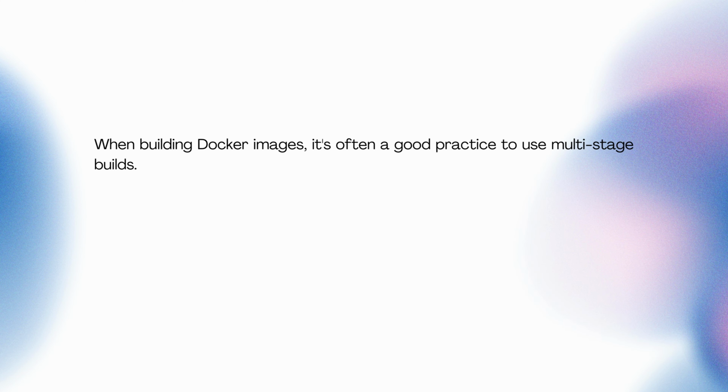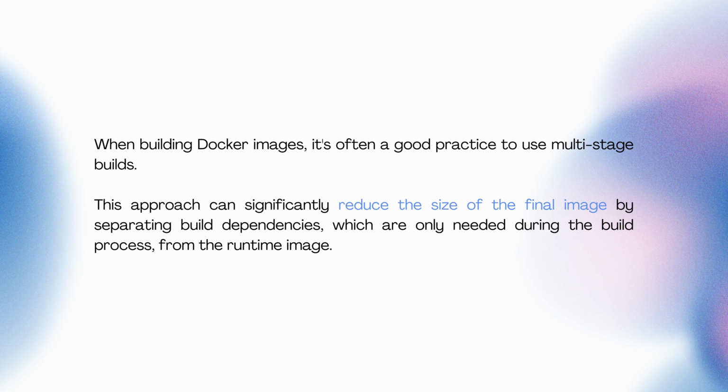When building Docker images, it's often a good practice to use multi-stage builds. What does this approach mean? It can significantly reduce the size of the final image by separating the build dependencies, which are only needed during the build process, from the runtime image itself. So let's see how this looks in the example below.